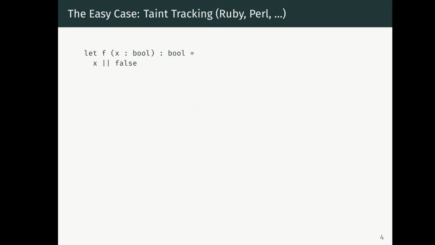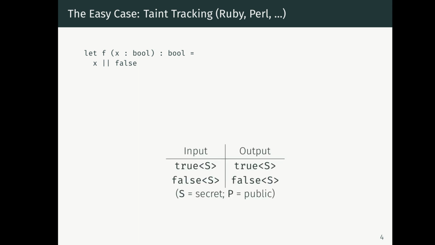To discuss IFC, it is easier to start with taint tracking, which is a popular feature that you might find in other scripting languages like Ruby or Perl. In these languages, values come with a taint bit that describes their secrecy, which is propagated on every operation on those values. For instance, if we take this function f and apply it to a secret boolean, the result of the function is also marked as secret. Later on, we can test the secrecy bit of these results to, for instance, prevent ourselves from inadvertently sending out secrets into an untrusted network connection.